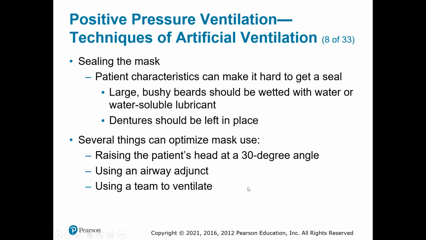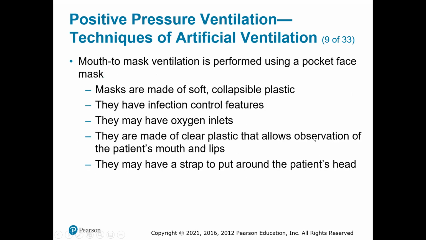So using a team to ventilate and using an airway adjunct are great ways to help you create a better seal. Having that two-person ventilation, and then the airway adjunct helps pull that jaw forward, helps move that tongue out of the way, to where you still have to do the pulling the face to the mask, but it's going to make it a lot easier on your hands, and you can do it for a lot longer.